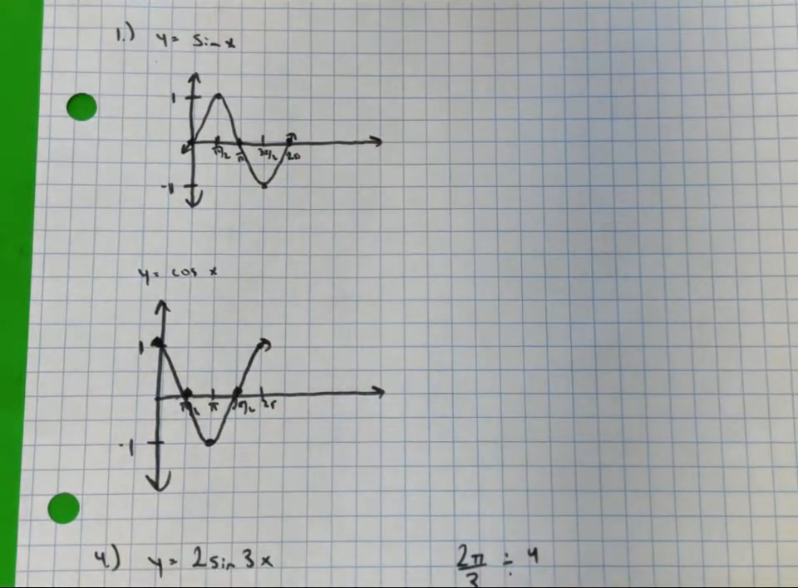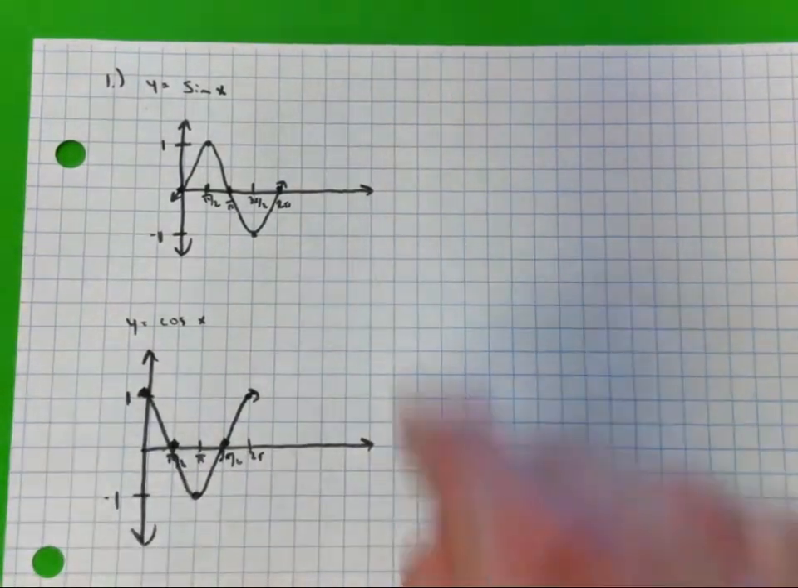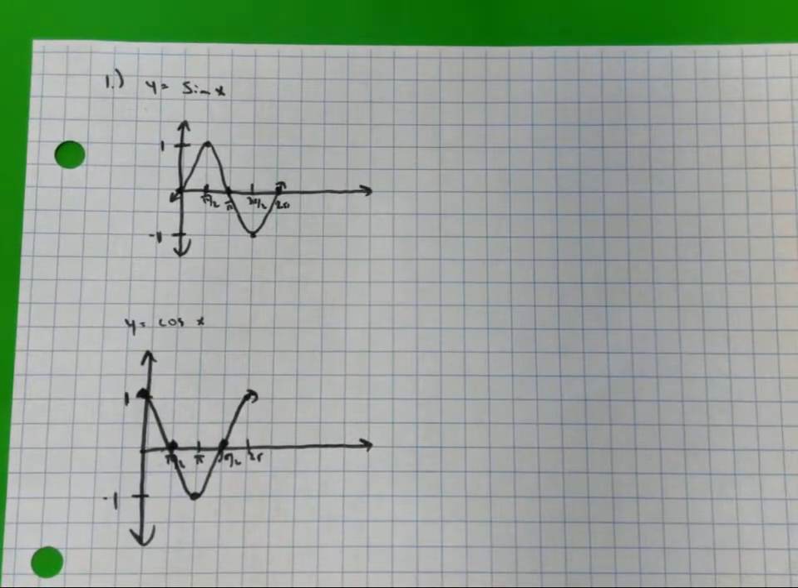Now I'm going to ask you questions about the parent functions, and we need to know them. What's your domain for both of those? All real numbers. Very good. What's your range? Negative 1 to 1. And what goes around them? Brackets. Very good. Are they continuous? Yes, they keep going and going. Why are these functions known as periodic functions? Because they continue to cycle. Very good.